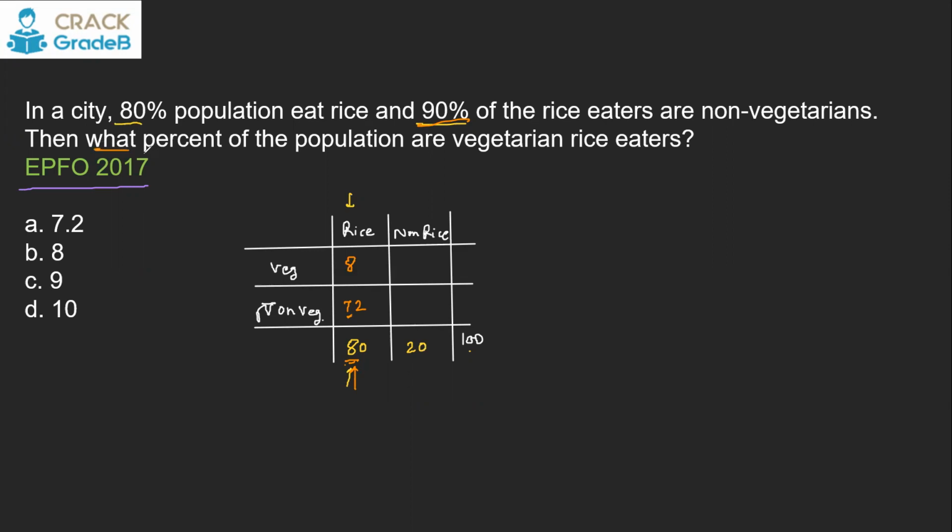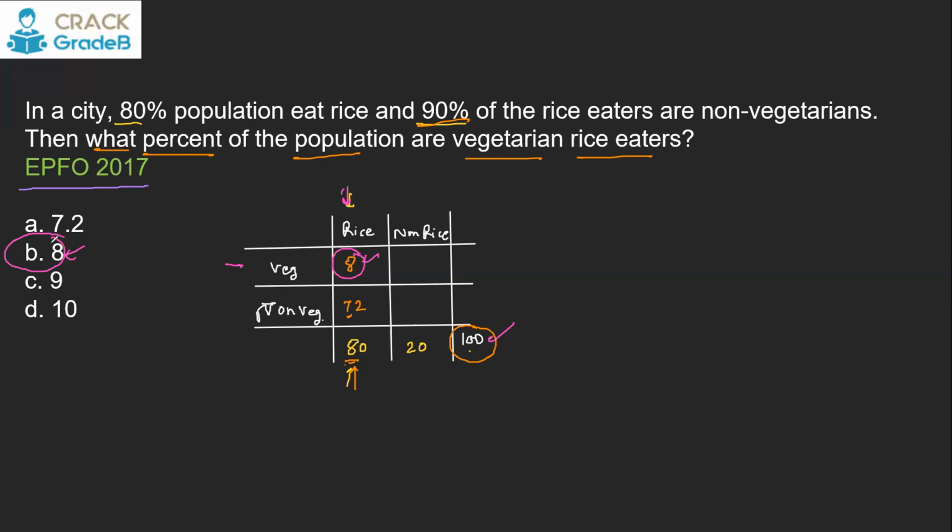They are asking, what percent of the population are vegetarian rice eaters? What percent of the population? The population is the entire 100 here. So they are asking, how many percent of people eat rice and are vegetarian? That means they should be in this column as well as this row. That is 8 people. So this is what percent of the entire population? Out of 100, if there are 8 people, that means 8%. So the answer here is going to be 8%.